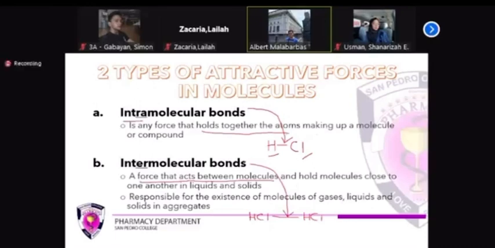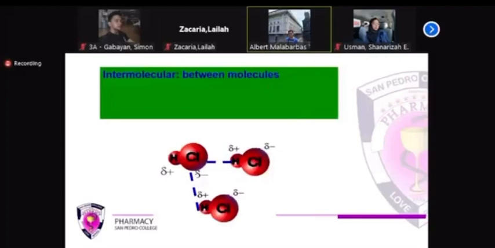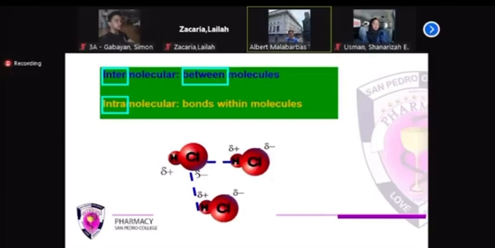Intra, within; inter, between molecules. Okay, so for a shortcut pala, inter, it is the force found between molecules, intra, found within molecules. So yung color blue, that's the intermolecular force. Yung naka-color yellow, intramolecular force or bond.